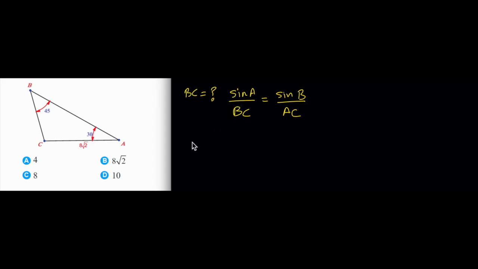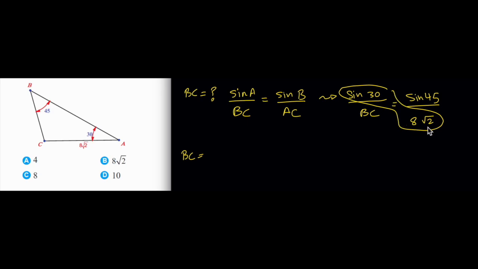So write down the numbers. So we have sine A, which is 30, over BC. This equals sine 45 over 8 root 2. Using cross multiplication, we have BC equals, we'll multiply 8 times root 2, times sine 30, which equals half, over sine 45, which equals root 2 over 2.